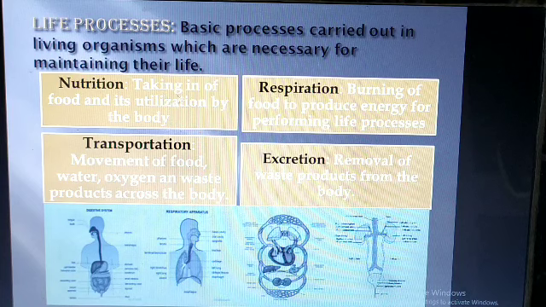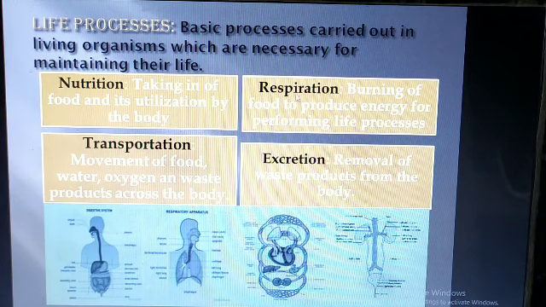Nutrition is the taking in of food and its utilization by our body. We all need food. We take food, so we need to take it in first, and after that digest and utilize it for our basic life processes. That whole entire process is called nutrition.